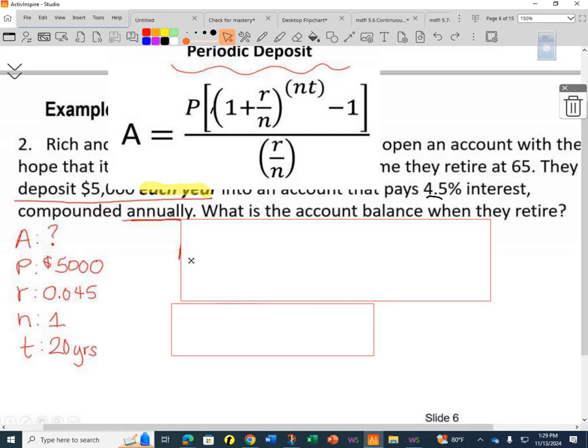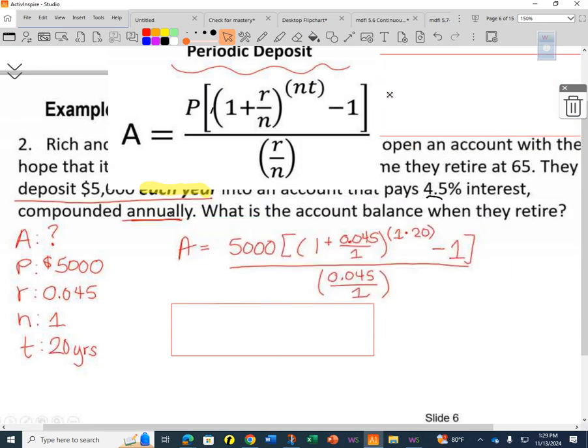You got it plugged in? Because it compounds annually, your N represents the number of times the investment compounds in a year. So annually means once. If it were weekly, it would be 52 times. If it were monthly, it would be 12 times, right? You already got it plugged in? All right. So this is what it should look like. Did you plug things in correctly?